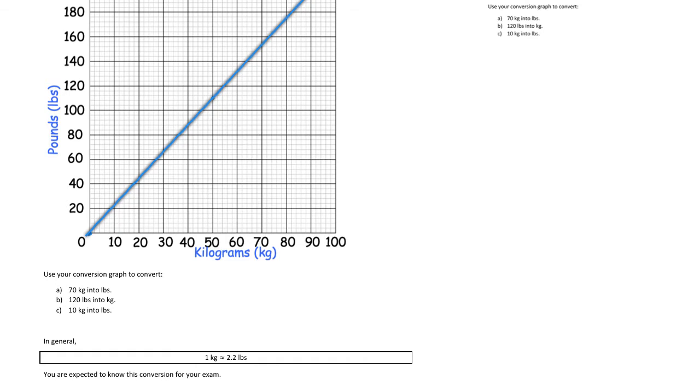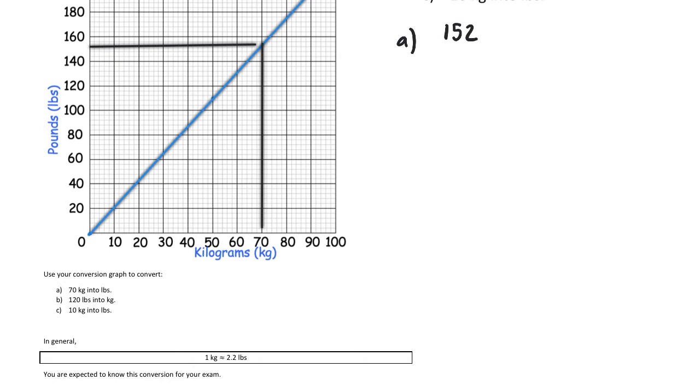So then we can use the conversion graph to convert 70 kilograms into pounds. So we go from our 70 kilograms and we draw a line up to where it crosses the line, and then from the line across to the axis. And we can see we're 2 squares short of 160, so part A is going to be 152 pounds.